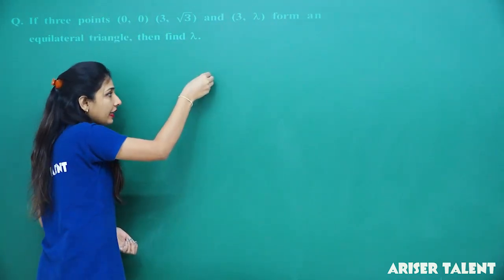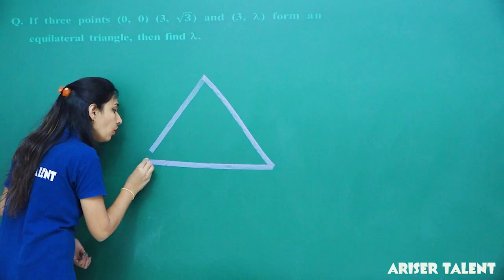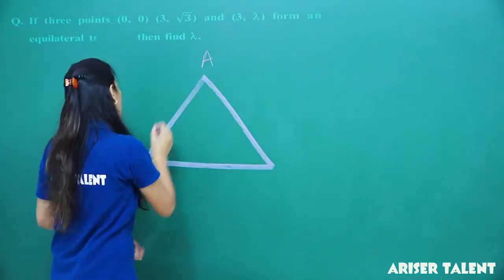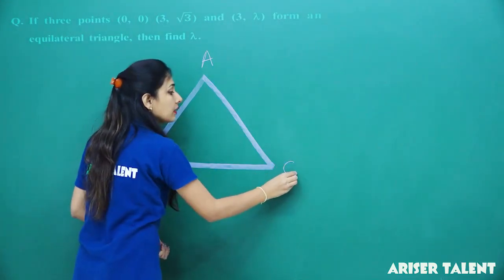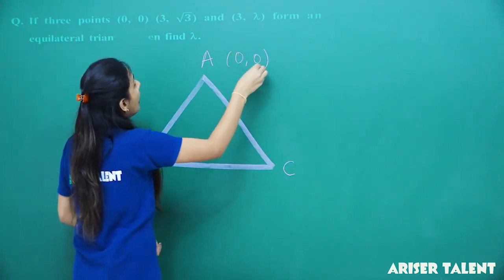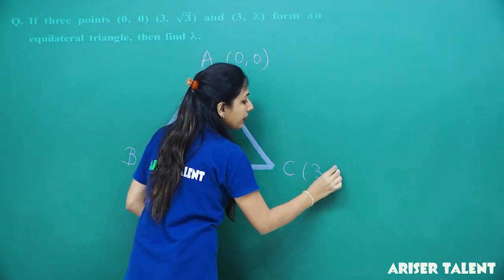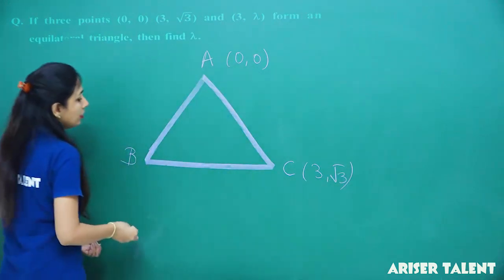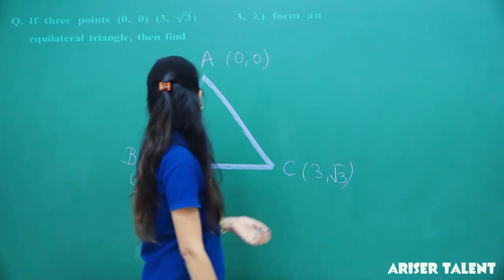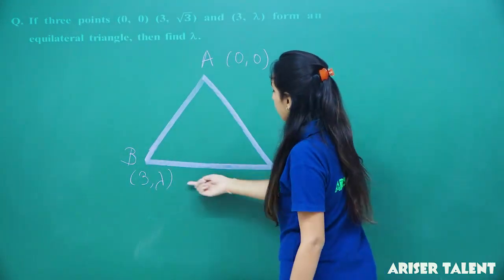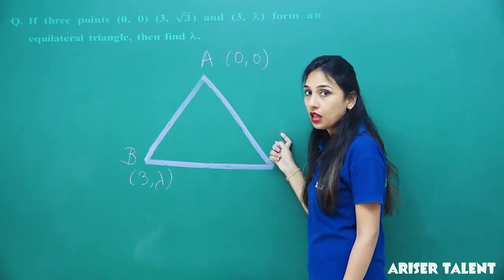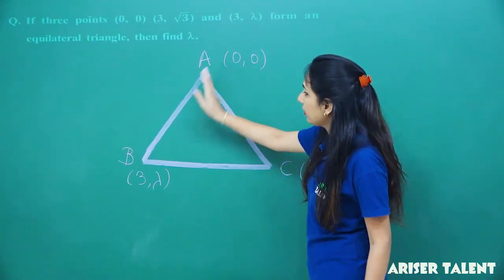An equilateral triangle means, students, that all the sides of this triangle are equal. So if this is A and this is B and this is C, the points given are 0, 0 and 3, root 3 and 3, lambda. For an equilateral triangle, find the value of lambda. Now find out the distances: the distance here will be equal to the distance here.